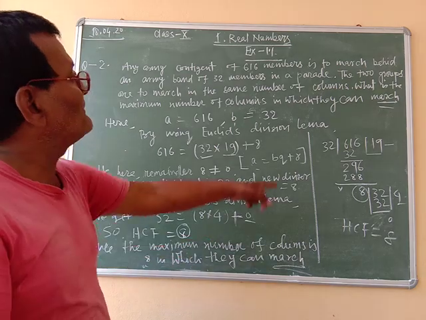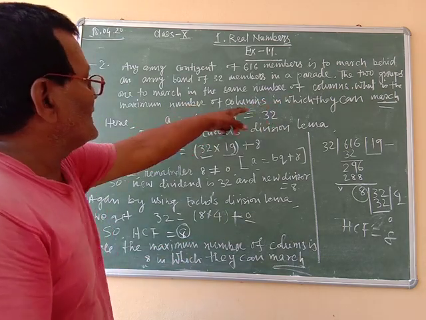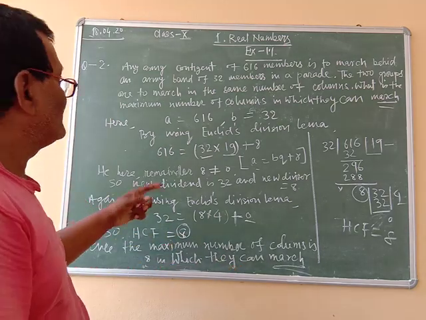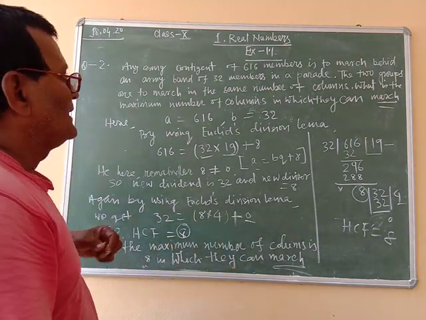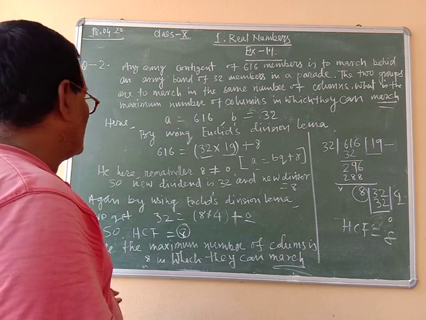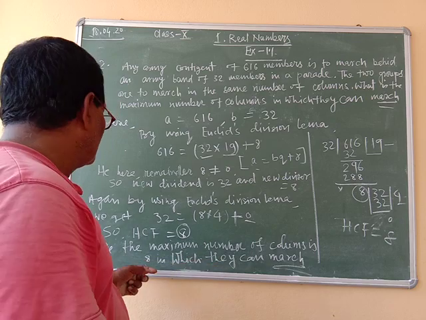Hence the maximum number of columns in which they can march will be 8, because we have to find the maximum number of columns in which the army can march. So the maximum number of columns is 8.